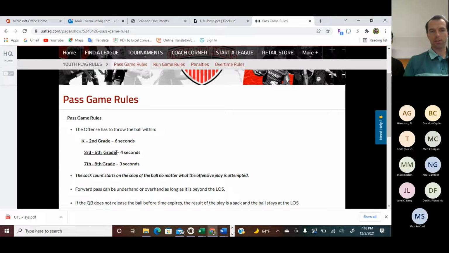3rd and 4th and 5th and 6th are 4 seconds. 7th and 8th are 3 seconds. Okay, I knew there was a progression downward. I just didn't know where it occurred.